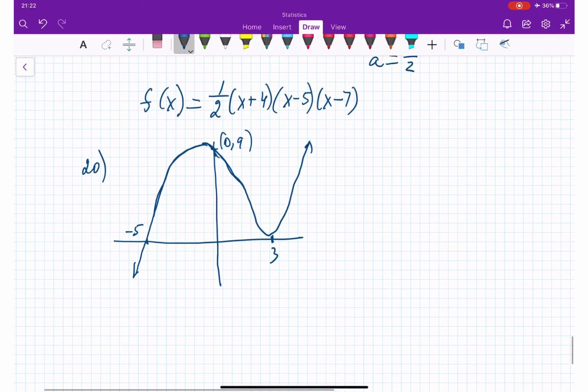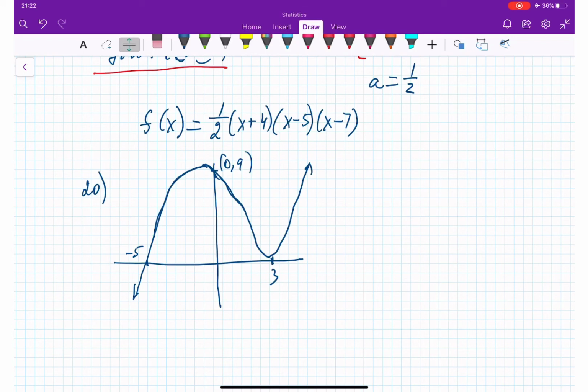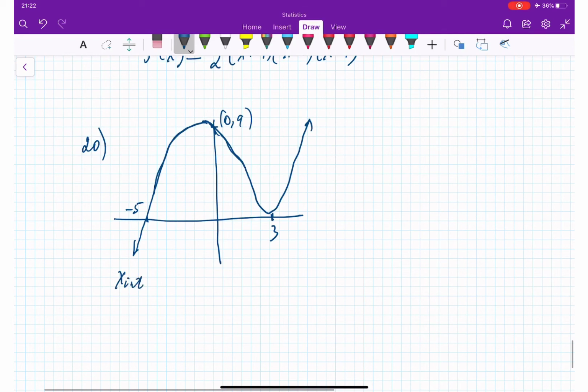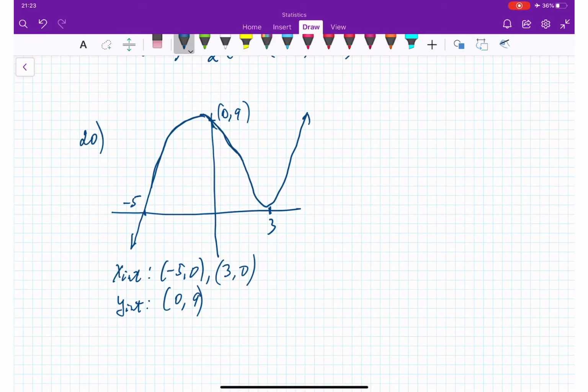All right, so let's write down our intercepts. So x-intercepts, what do we have? Negative 5, 0 and 3, 0. Y-intercept, it's going to be 0 and 9. Okay, let's see. Remember, we are going to flip the sign for the x-intercepts. So if it's negative 5, it's going to be x plus 5. And it's going to be x minus 3. Because if you assign it equal to 0, x plus 5 is equal to 0, then x will be negative 5, which gets our original value negative 5.